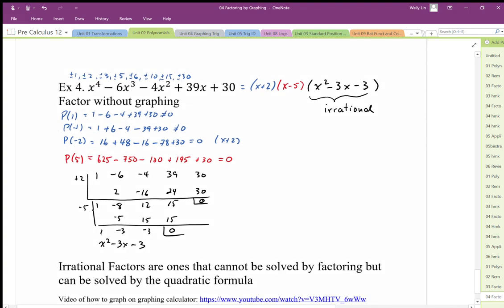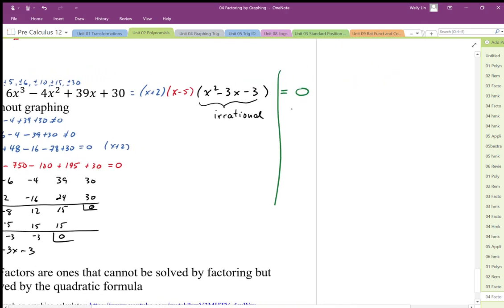If you're asked to solve this, we could actually solve this still by putting this into the quadratic formula. So let's say hypothetically this was equal to 0. The question doesn't say that, but let's say hypothetically it's equal to 0. I would end up with the solutions x equals negative 2, x equals positive 5. Then I would have to solve the other x using the quadratic formula.